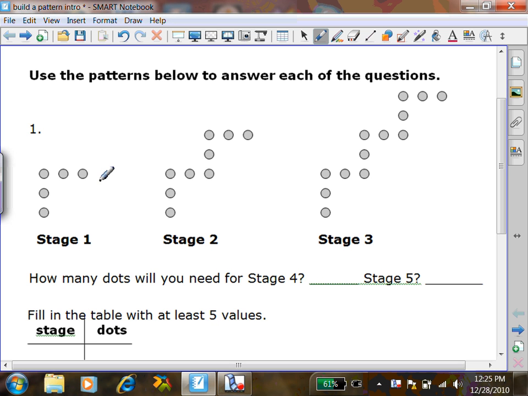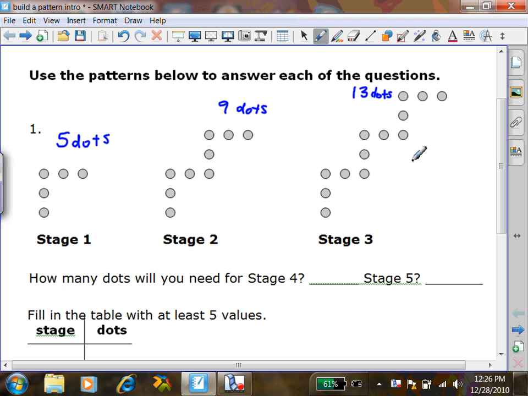Each stage has a different number of dots. For example, stage 1 has 1, 2, 3, 4, 5 dots. Stage 2 has 5, 6, 7, 8, 9 dots. And stage 3 has 1, 2, 3, 4, 5, 6, 7, 8, 9, 10, 11, 12, 13 dots.